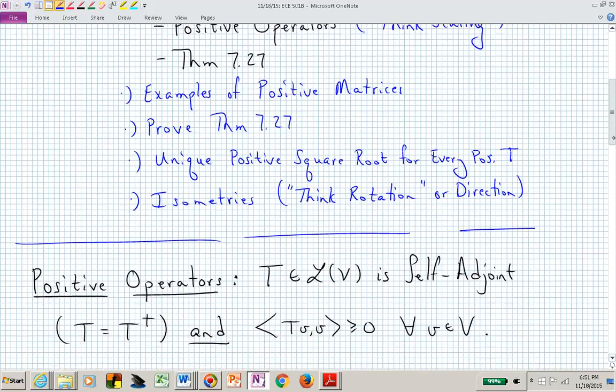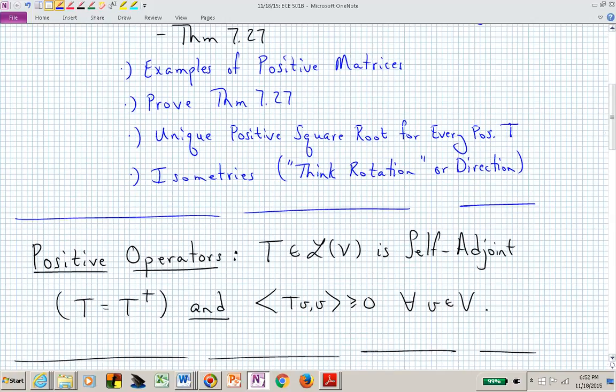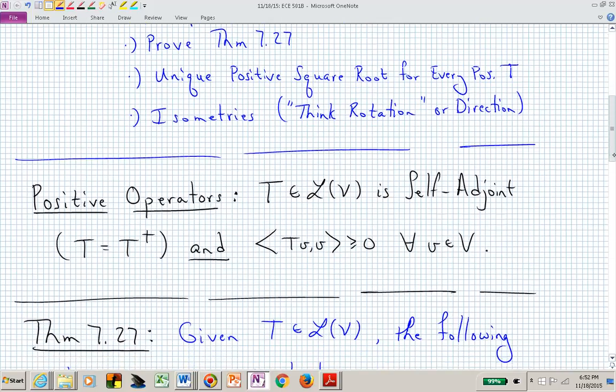So now let's remind ourselves what we have started to look at, and that is these positive operators. It's made up of two pieces. One piece is that this linear operator T on a vector space V needs to be self-adjoint, or T is equal to its adjoint, and we need the inner product of T operating on any arbitrary vector V in the vector space with the vector V to be non-negative. That's what we mean by a positive operator. It has these two parts. It's self-adjoint, and this inner product of TV with V gives us a non-negative value.